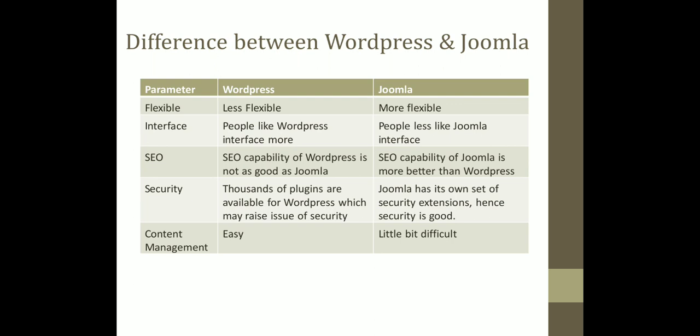handle a multilingual facility for a website, and there is no need of installing any extension. Then the translations of languages are also made available in Joomla for the admin interface in many languages. So these are some differential points regarding Joomla and WordPress.